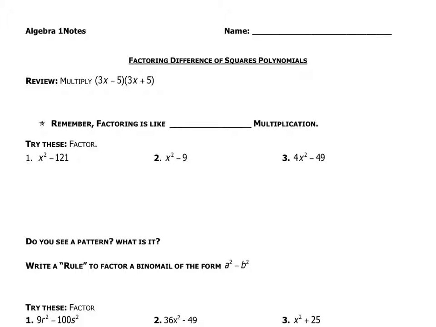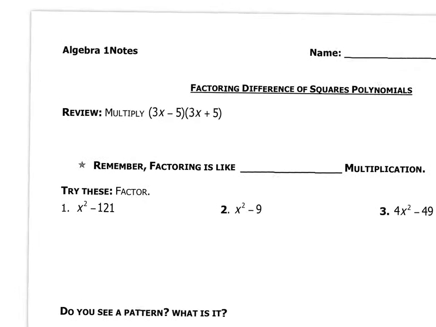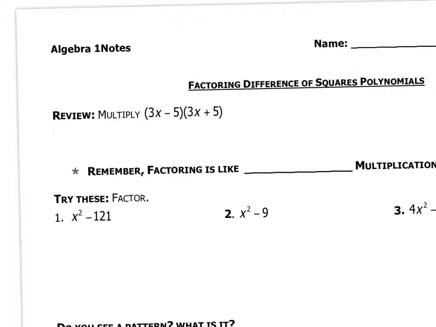What I would like you guys to start off doing is let's take just a moment to multiply these two binomials that we have at the beginning of the note. So we're going to distribute the 3x and we will distribute the -5. So take just a moment to do that.